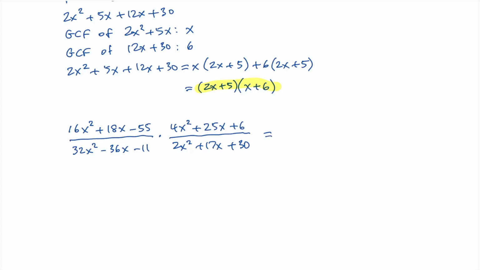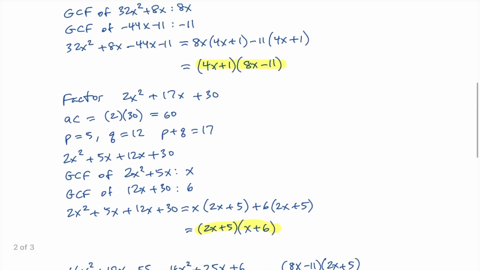Okay, so now we just need to write down all the factors. All right, so our 16x squared plus 18x minus 55 factored as 8x minus 11. Sorry, that's minus 11. Let me just fix that. Okay, 8x minus 11. That looks much better. And then we had 2x plus 5.